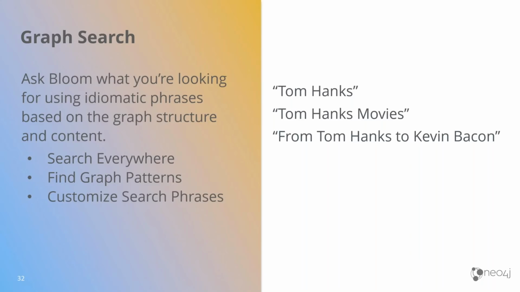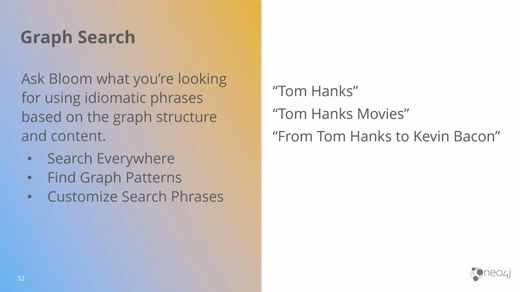So let's look at the other really clever one, which is, of course, the graph search. It allows us to ask Bloom for specific details of what I'm looking for using these idiomatic phrases, right? Using these things that are close enough. So I'm looking for Tom Hanks movies, for example, or I'm looking at how to get from Tom Hanks to Kevin Bacon, different ways in which to play the six degrees of separation game.